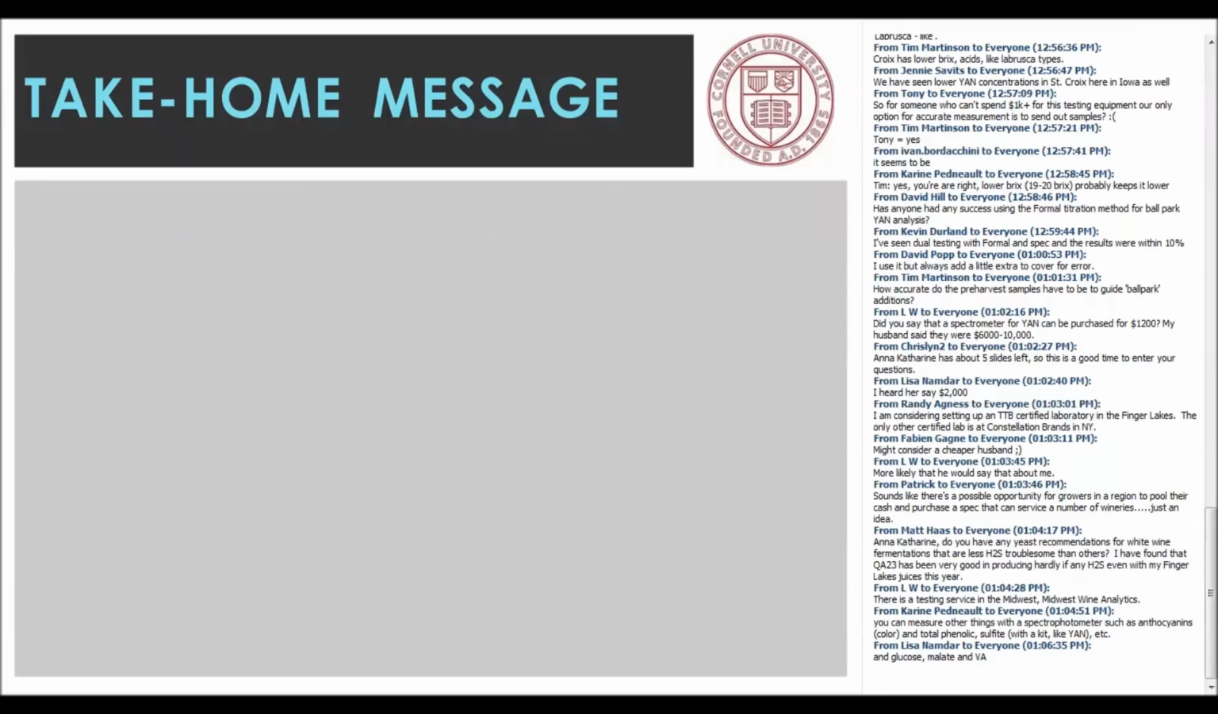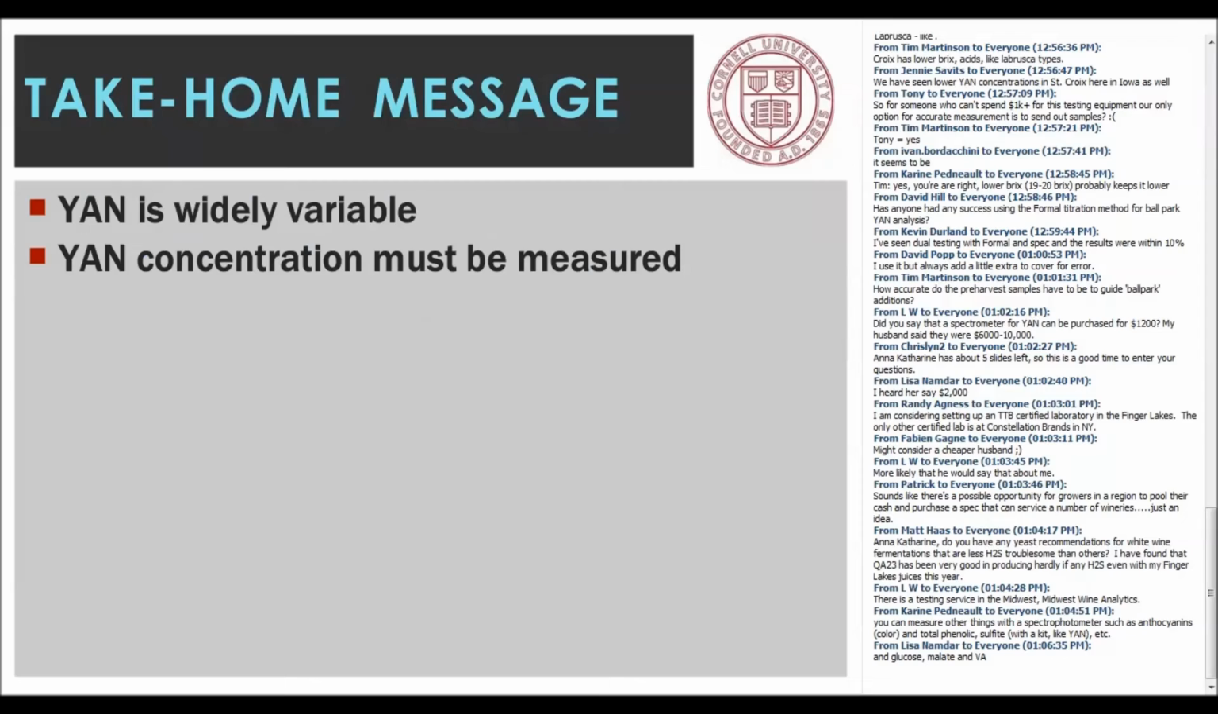So the take-home messages from all this, in addition to only use rehydration nutrients for rehydration, are that YAN is widely variable. We are dreaming if we hope that there will be an easy probe measurement anytime soon. I'm sorry about that. I wish there was. The only way to know what your YAN is is to measure it, and you are going to have to measure both ammonia and PAN.